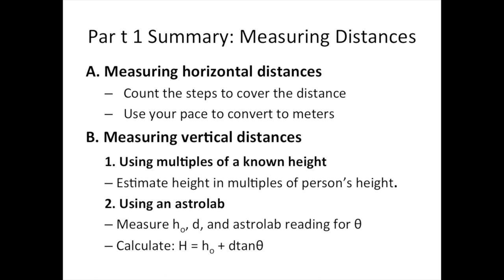So summary, measuring distances. To measure horizontal distances, we're going to use pacing, so count the steps needed to cover the distance and then use your pace to convert that number of steps to meters. And when measuring vertical distances, we can use multiples of a known height by estimating the height of the object in multiples of some known person's height, or we can use the Astrolabe. And to use an Astrolabe, you need to measure the height of your eye above the ground, the horizontal distance, and you need the Astrolabe reading for theta, and then you can use the equation we derived to calculate the height.